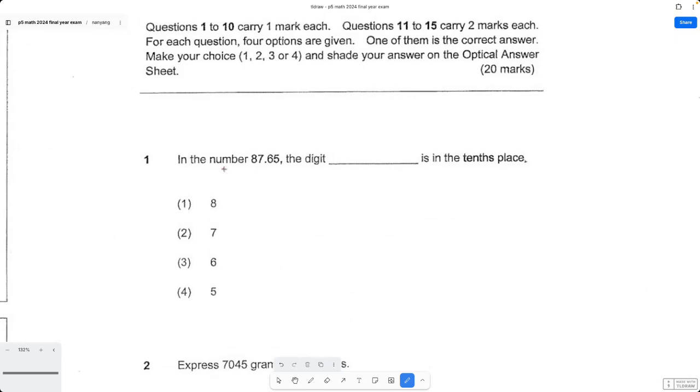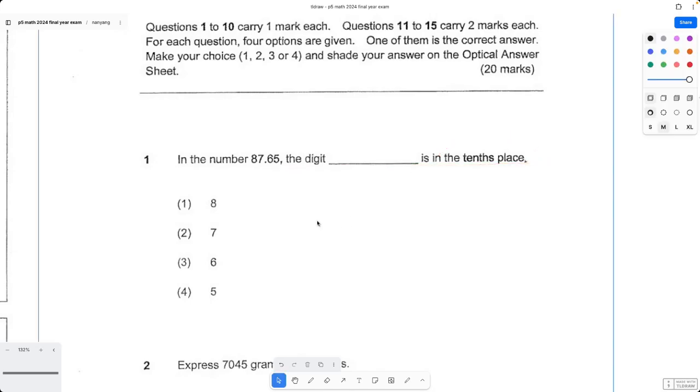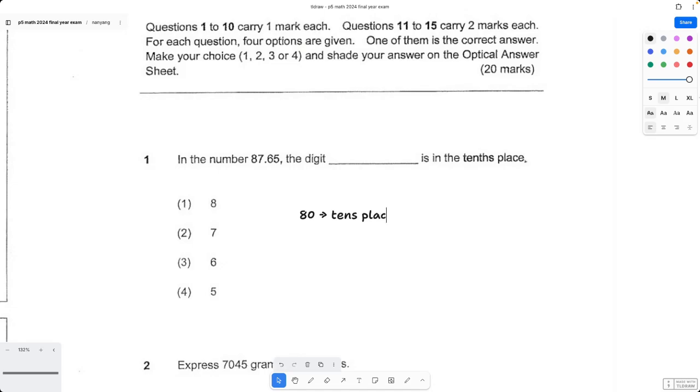It says here, in the number 87.65, the digit is in the tenths place. So over here, what we can do is ask, what is in the tenths place? If you want to recall, 80 over here is the tens place, 7 is the ones place. Then 0.6 is the tenths place. A common mistake is people think this is the ones place, but it's not. So this is the tenths place.